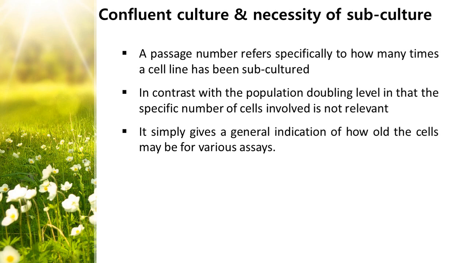The increase in population that takes place is based on the amount of nutrients and other requirements available, how we are providing them to the animal cells. It simply gives an indication of how old the cells are, like how we celebrate our birthday. The passage number represents the age of the cell.